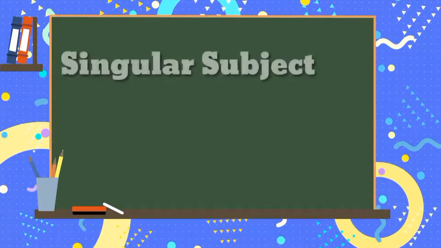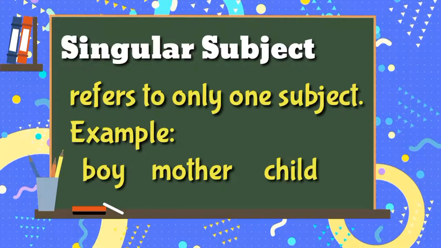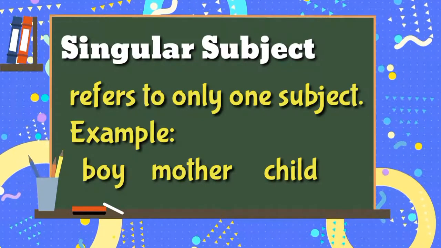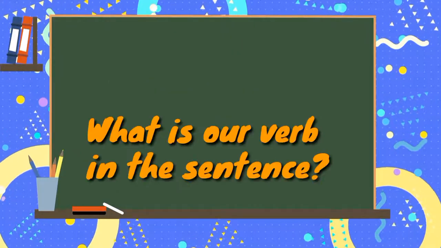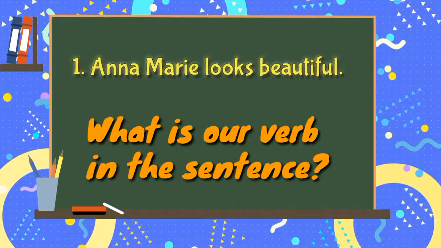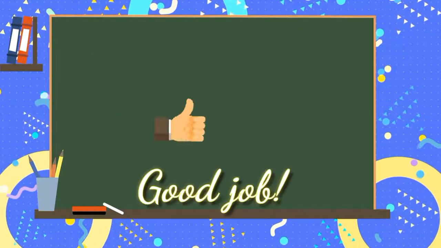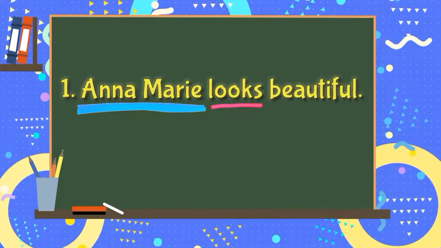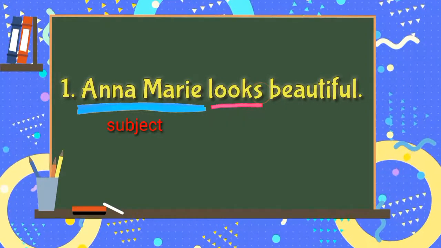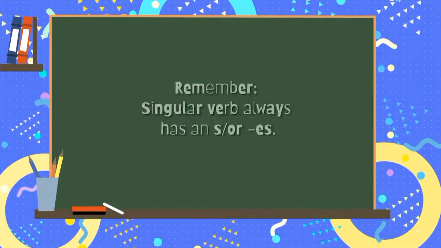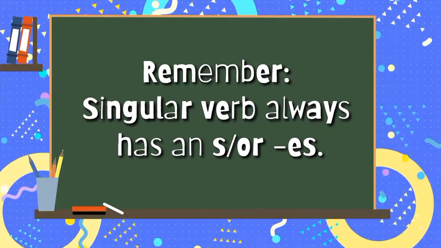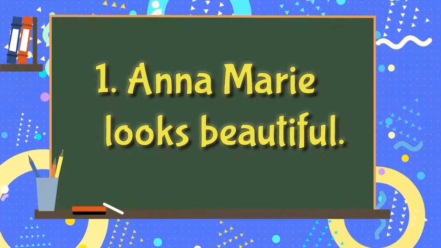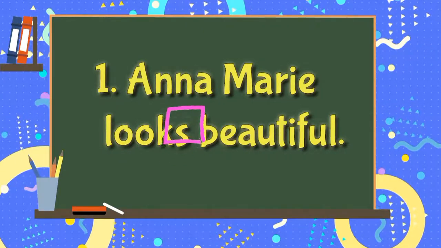When we talk about a singular subject, we are referring to only one subject. For example, boy, mother, child. What is our verb in the first sentence? Good job! Our verb is looks. When the subject is singular, the verb in S form will be used. Remember, a singular verb always has an S or ES. We add S at the end of the verb look.